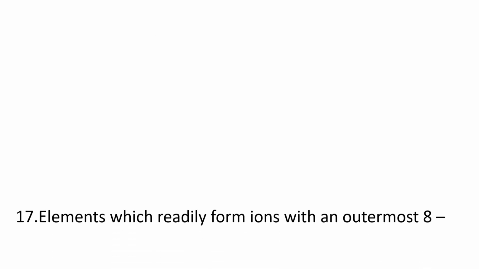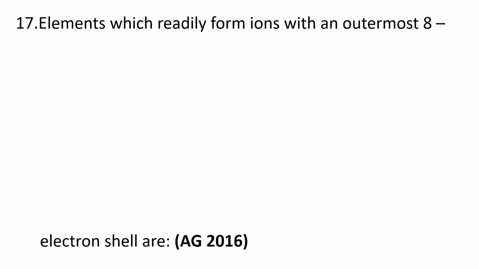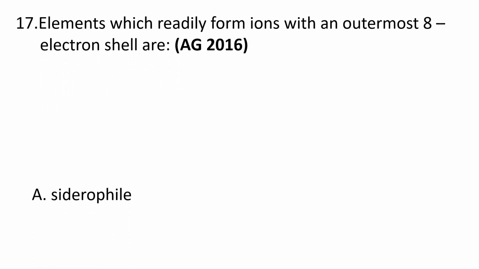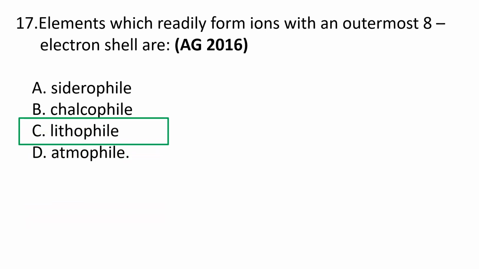Coming to the 17th question. Elements which readily form ions with an outermost 8-electron shell are called. So A. Siderophile, B. Chalcophile, C. Lithophile, D. Atmophile. The correct answer is C. Lithophile. So these are the elements which can form ions with an outermost 8-electron shell.